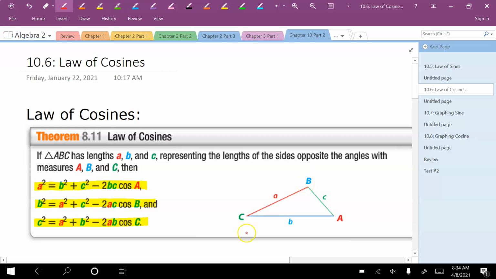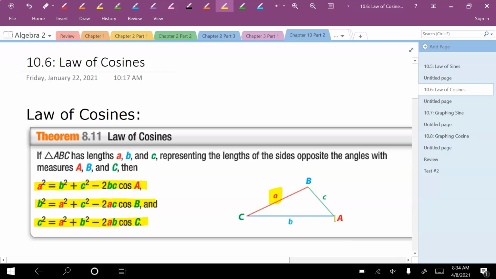So if you were trying to find the measurement of side A, on this triangle, that would be where little a is at. If I was trying to find the measurement of that side, I would use the first equation, which says a squared equals those two other sides, b squared plus c squared, minus 2 times that b and c side again, and then cosine of the angle A. So again, across from that side that we're looking for.